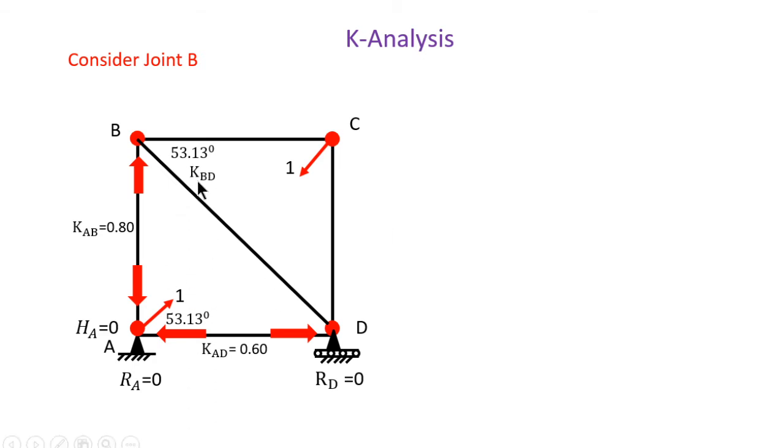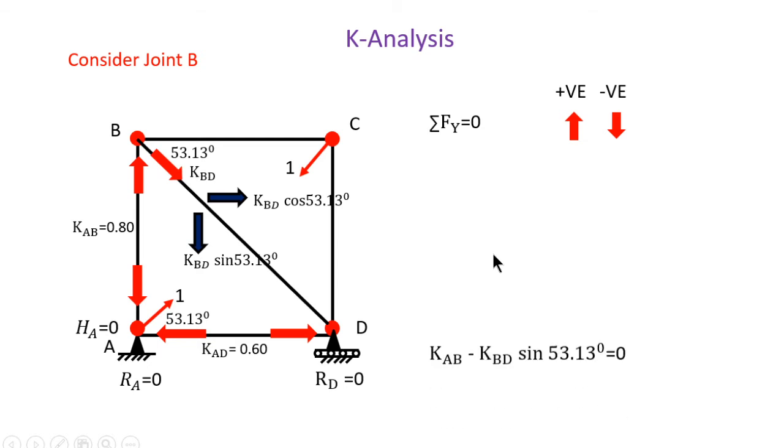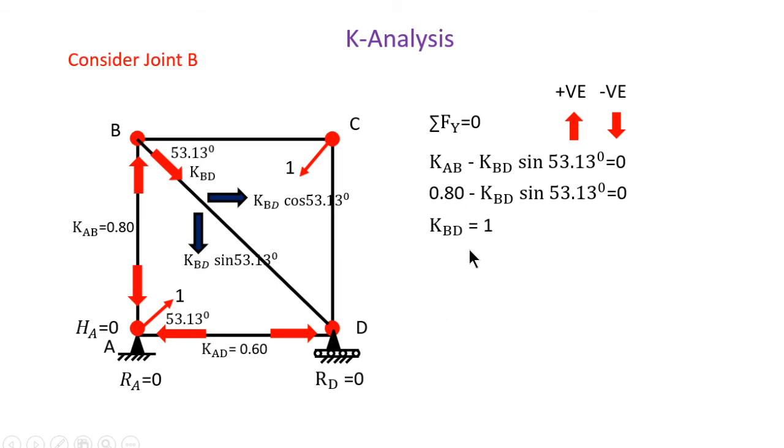So the member force is KBD. So assume the direction is away from the joint. Now this member is inclined. So the resolution of these forces is vertically downward KBD sine 53.13 and horizontally towards right KBD cos 53.13. So sigma Fy is equal to 0, summation the vertically upward is plus and downward is minus. So here KAB is vertically upward, so that is why it is a plus, and this KBD sine 53.13 is downward, minus. So KAB is equal to 0.8. So here we got KBD is equal to 1.